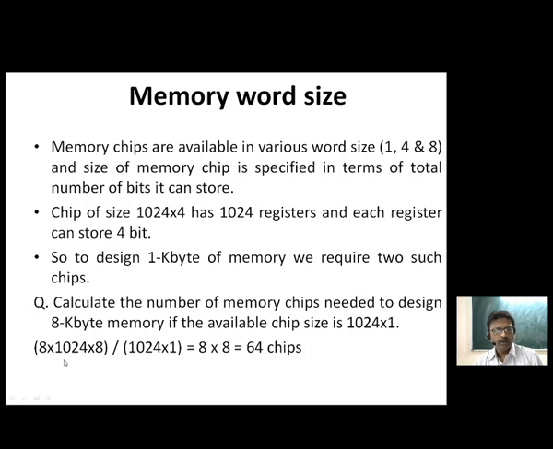64 such chips will be required. Similarly, suppose you have to design for 4 kilobyte and the chip size available is 1024 into 4, then what will happen? It will become 4 kilobyte divided by 1024 into 4. So 1024 will cancel out, 4 will cancel out, and we are left with 8 only. So it means we require only 8 chips.